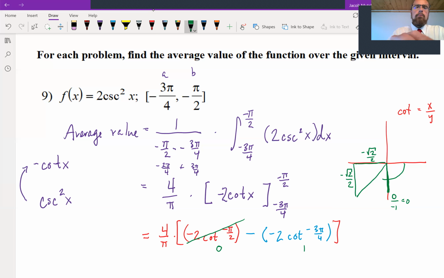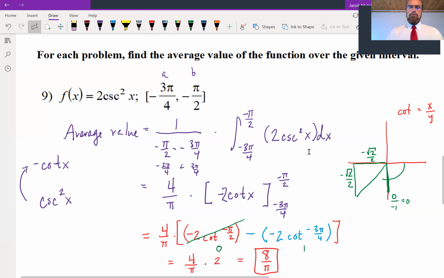So if I reduce down and simplify, I'm going to have 4 divided by pi. The signs here on the blue expression, negative times negative, will turn positive. 2 times 1, so it's just going to be times 2. That's going to give me 8 divided by pi. And that would be my average value of that function from -3 pi over 4 to -pi over 2.